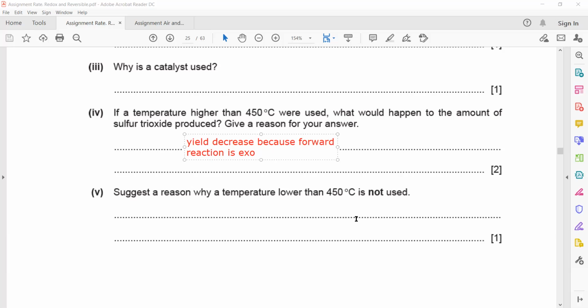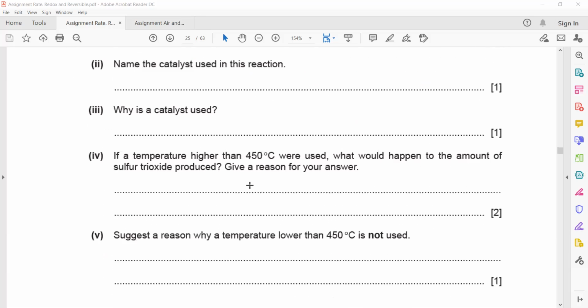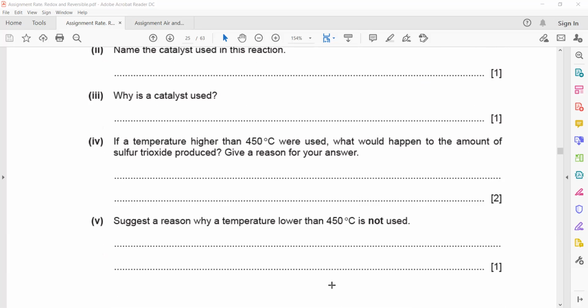Suggest a reason why a temperature lower than 450 is not used. Why did we not use too low a temperature, less than 450? If we use a temperature below this, the rate of reaction will be slow, or too slow, you can mention.